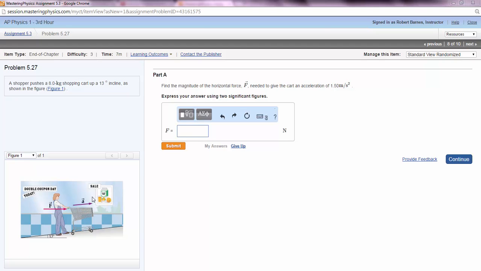But because the motion is up the ramp, because you've got this acceleration on that angle, the cart's on the ramp, we're going to rotate our perspective so that all of our forces are either parallel or perpendicular to the ramp. So what we know is that it's an 8-kilogram shopping cart, and we know it has an acceleration up the ramp, parallel to the ramp, of 1.5 meters per second per second.